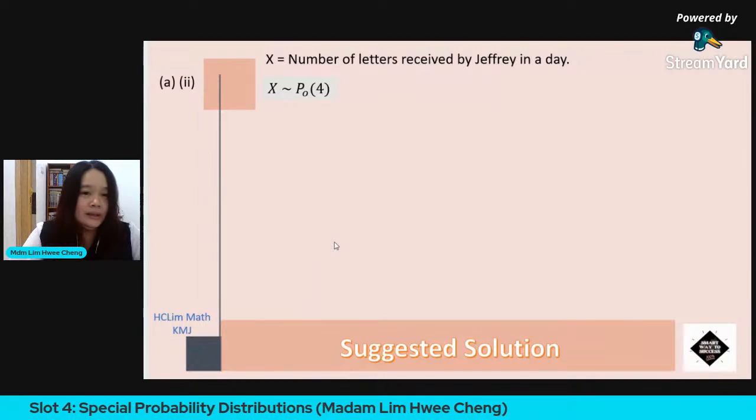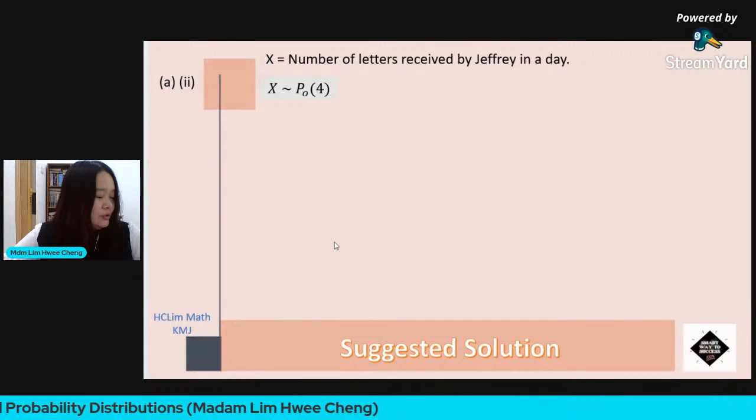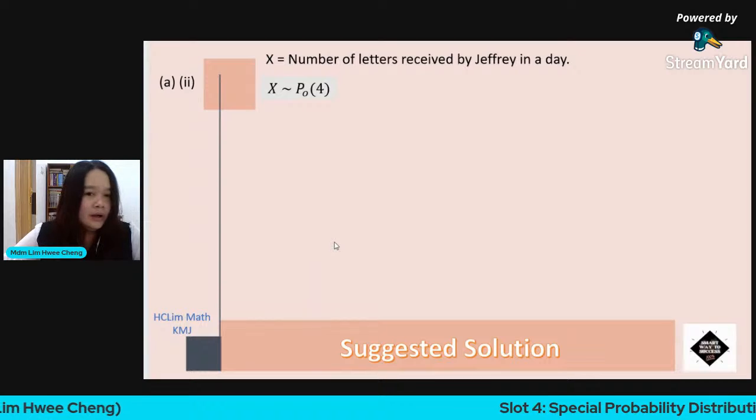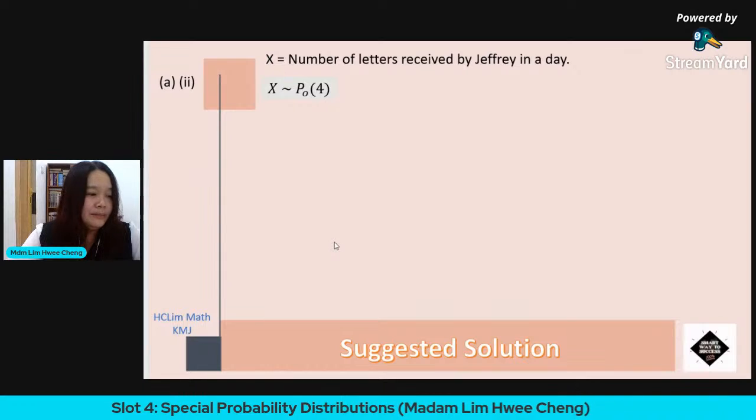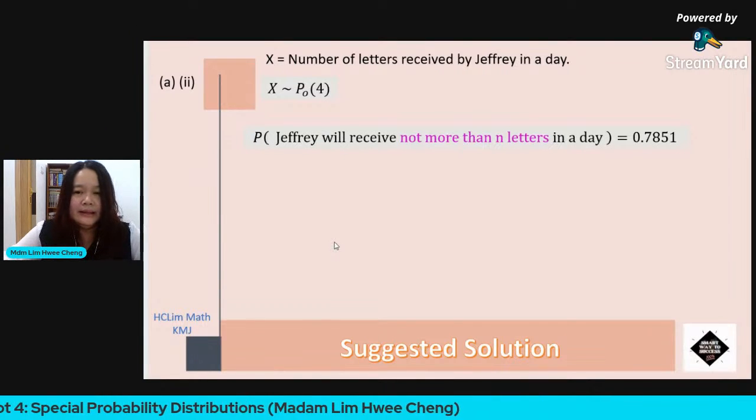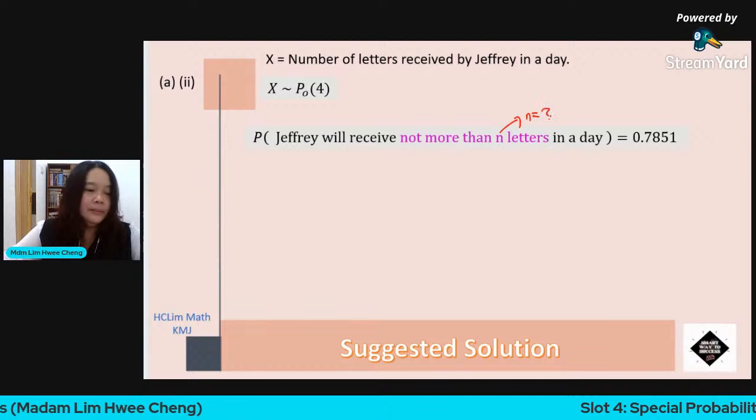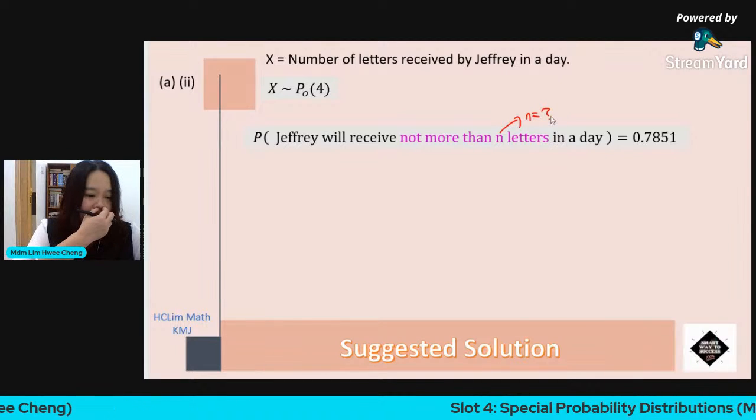Okay, so we go to the question A2 here. Now we change. It says that Jeffrey will receive not more than, tidak lebih, sama boleh tapi dia tidak lebih, not more than n letters in a day. Dia nak cari n ini berapa.